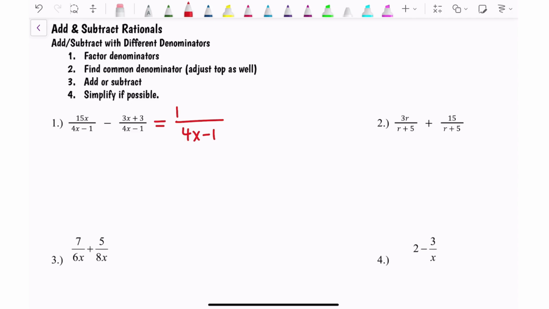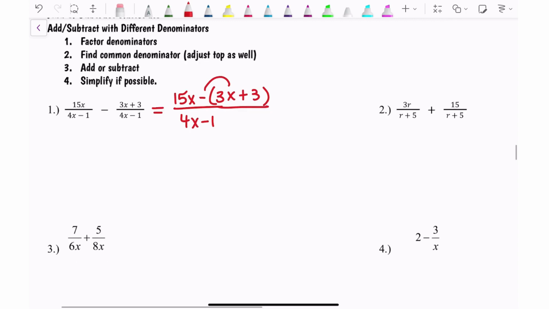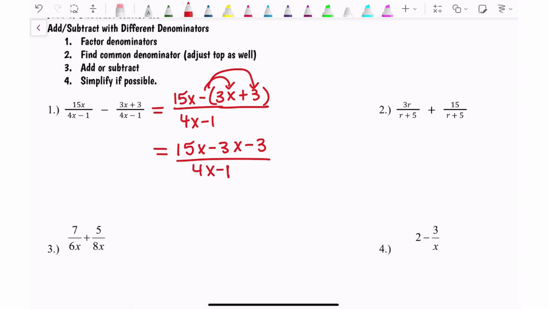So I'm going to write it like this: 15x minus, and I'm going to put this expression in parentheses because I am subtracting that entire fraction. I'm going to distribute my negative sign. So now I have 15x minus 3x minus 3. They both become negative, all over 4x minus 1. And then lastly, I'm going to combine like terms. My 15x take away 3x becomes 12x minus 3, which is still over 4x minus 1.